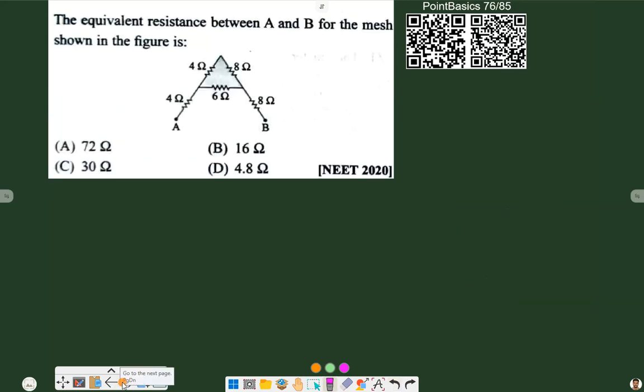Next one, the equivalent resistance between A and B. So we have to find the resistance between A and B. Let's suppose we have points C, D and E. Now we can see that DC and CE are in series, so their combined resistance will be 8 plus 4, 12 ohm, and this 12 ohm will be in parallel with 6 ohm. So the circuit will look like this.